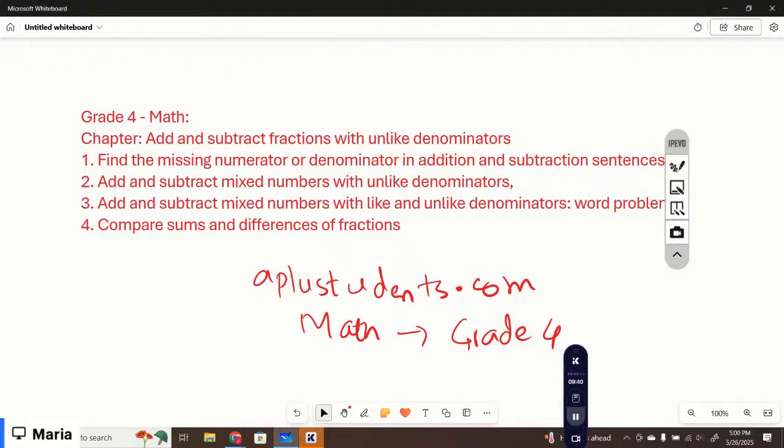Here you can find the list of the chapters. We're going to start with the chapter add and subtract fractions with unlike denominators. The lessons we're going to cover from this chapter are: find the missing numerator or denominator in addition and subtraction sentences, add and subtract mixed numbers with unlike denominators, add and subtract mixed numbers with like and unlike denominators word problems, and compare sums and differences of fractions. So please make sure you have your notebook and pencil so that you can note down the important examples and definitions of all the concepts.